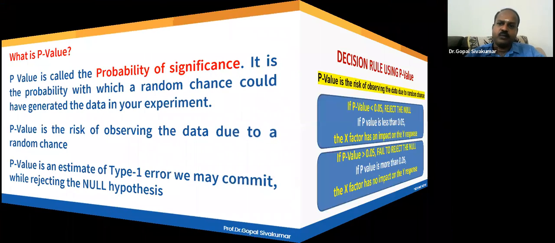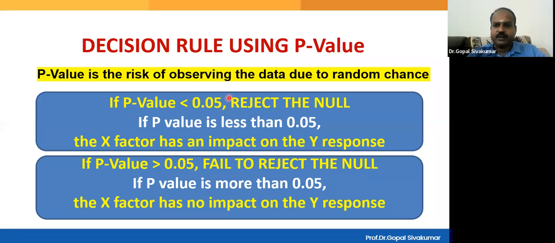So when you want to take a decision, whenever you do an experiment and collect data, using the central tendency in the data and the variation in the data, a p-value, the probability of significance, can be calculated. This p-value is the risk of observing the data due to random chance. So instead of simply believing the data, I will believe the data only when the p-value is low enough.